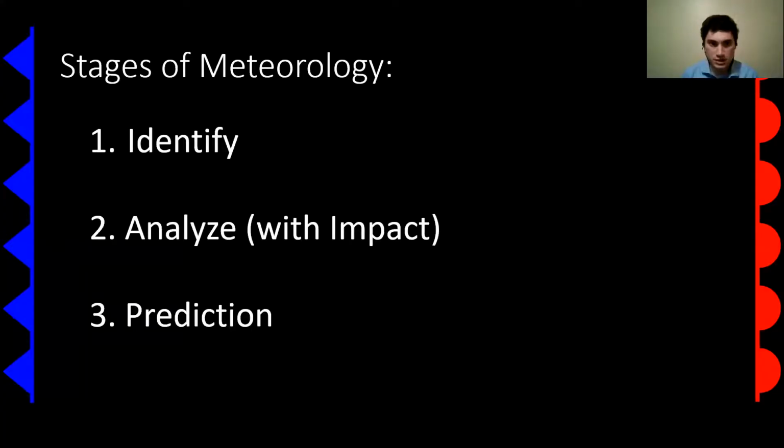During my last presentation, I gave an idea that there are 3 stages to meteorology when studying an event, and that's any event in meteorology. There's identify, analyze, and prediction. Within the analyze phase, you can study the impact of the event as well. The East Coast ARs and the people studying them are very much in the identify and analyze phase, and that is also the direction I'm taking with my research.